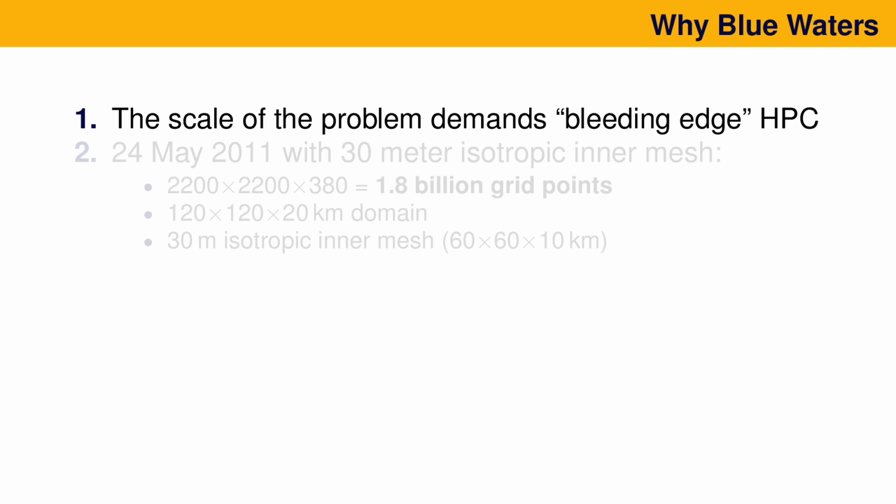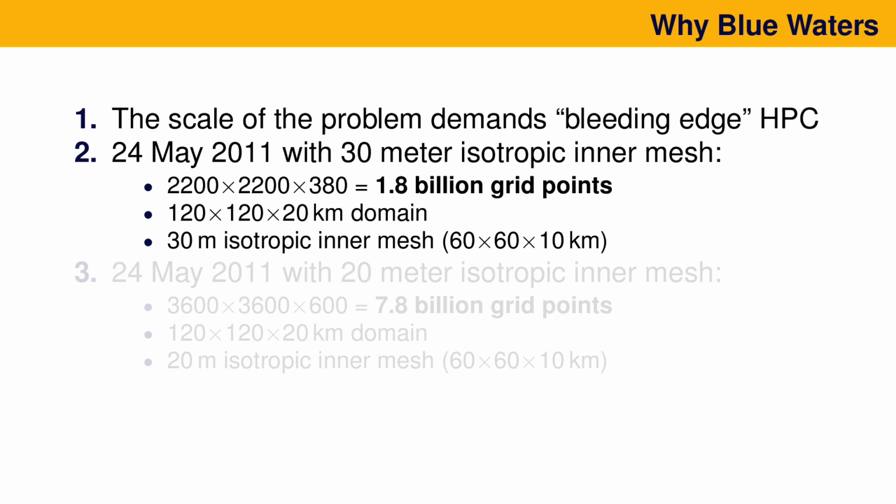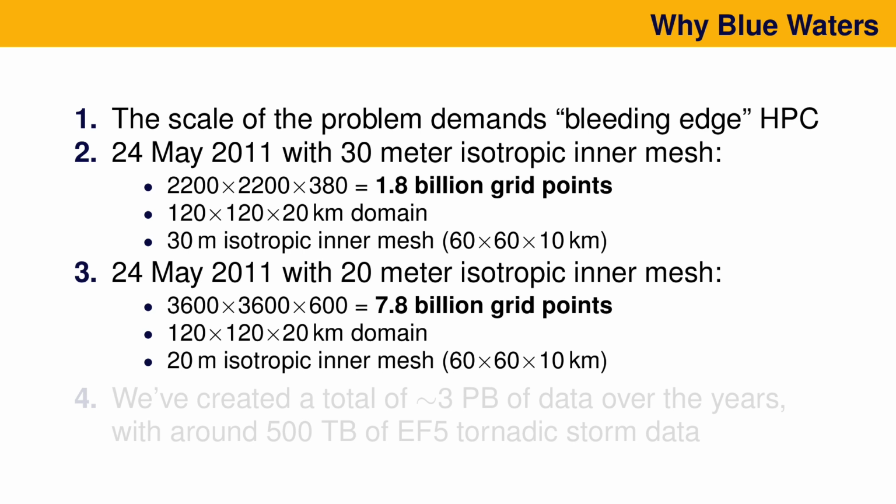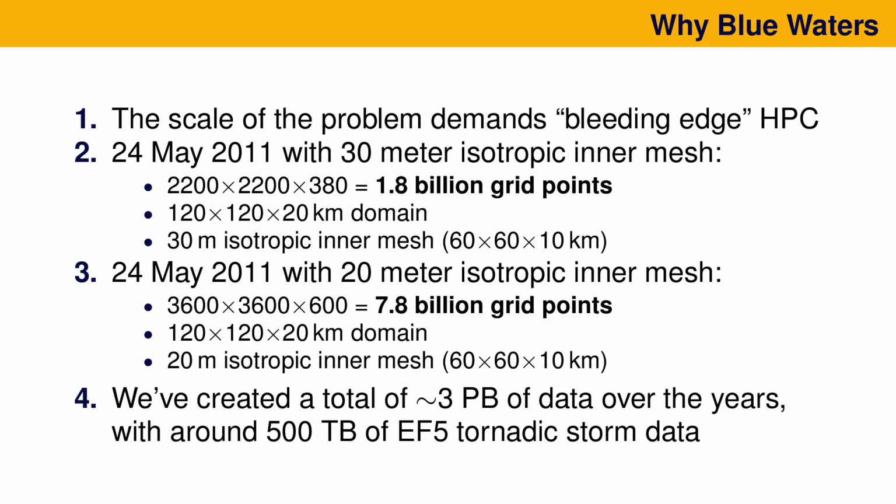So why Blue Waters? The scale of the problem just demands it. When you double the resolution, it takes 16 times more computation. It's a very steep curve. Just to give you an idea of the size of the problem, the 30-meter resolution simulation I'll be talking about is about 2 billion grid points. We've done some simulations at 20 meters and even higher. That's getting up to about 8 billion grid points. Now you're on about a quarter of the machine.